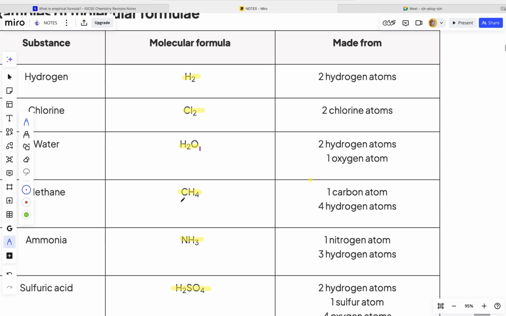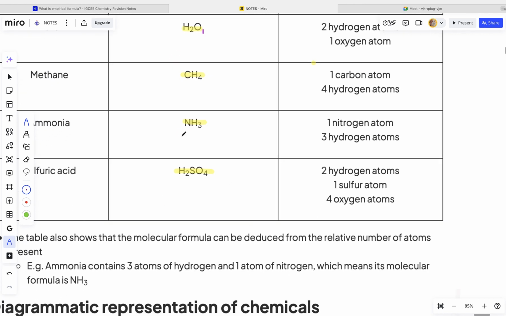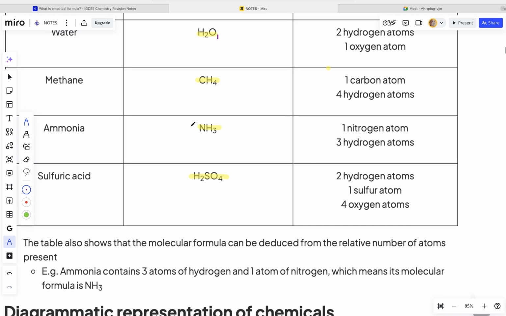That's water. Now methane is made up of 1 atom of carbon and 4 atoms of hydrogen. And then ammonia is made up of 1 atom of nitrogen and 3 atoms of hydrogen. Sulfuric acid is made of 2 atoms of hydrogen, 1 atom of sulfur, and 4 atoms of oxygen.